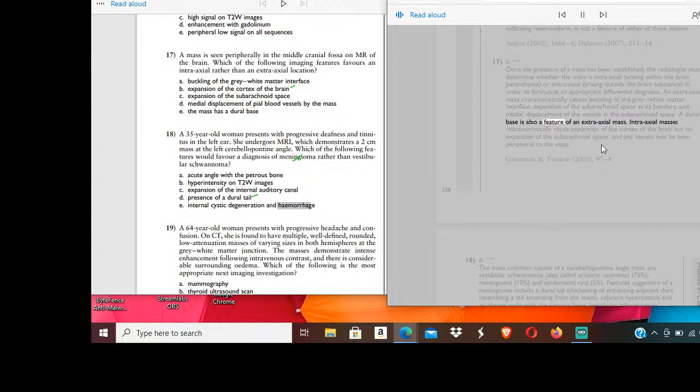A dural base is also a feature of an extraaxial mass. Intraaxial masses characteristically cause expansion of the cortex of the brain, but no expansion of the subarachnoid space, and pial vessels may be seen peripheral to the mass. Grossman and Yousem, 2003, 97-8.